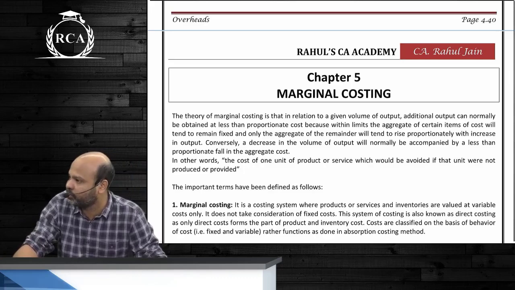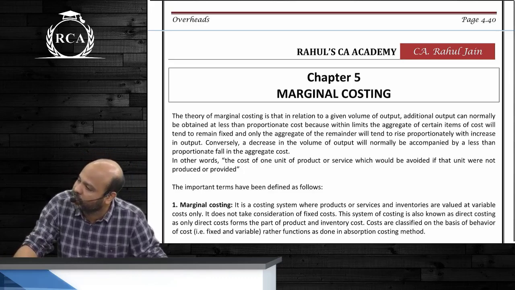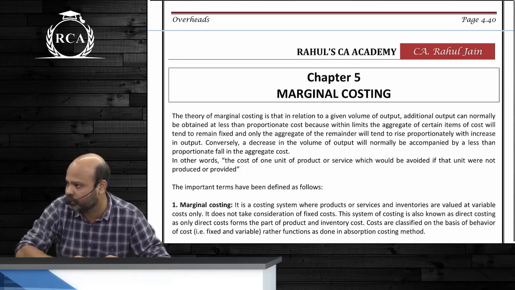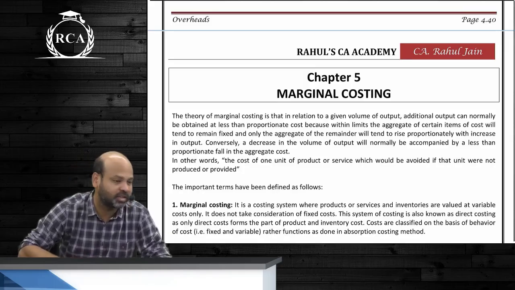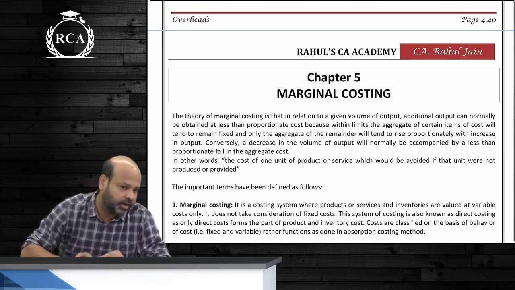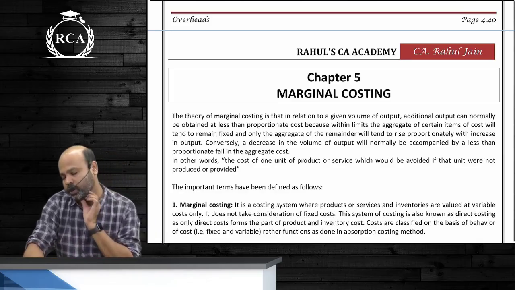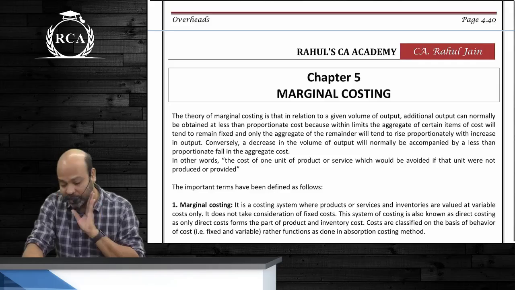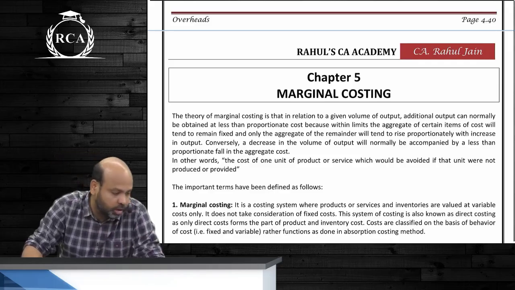Period cost is any expenditure that is to be directly transferred to the P&L account and cannot be included in the valuation of inventory. Product cost is expenses that can be included in the valuation of inventory. Are we clear about this? So here, as per marginal costing, what are we supposed to include?